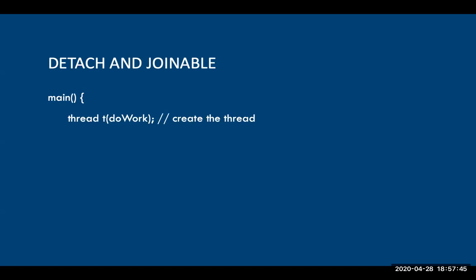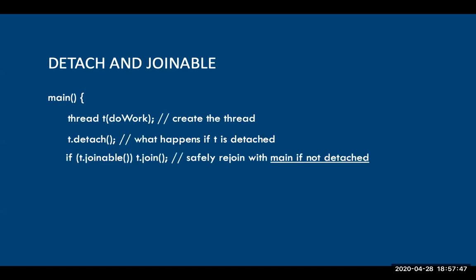So let's just look at the syntax for that. Very straightforward. Basically, we launch our thread, and then we can detach it, right? So we detach it, it's no longer part of us. Now, if we try to join it once it's detached, we're going to get a crash, because it's going to say, hey, this thread isn't part of you anymore. You can't join it.